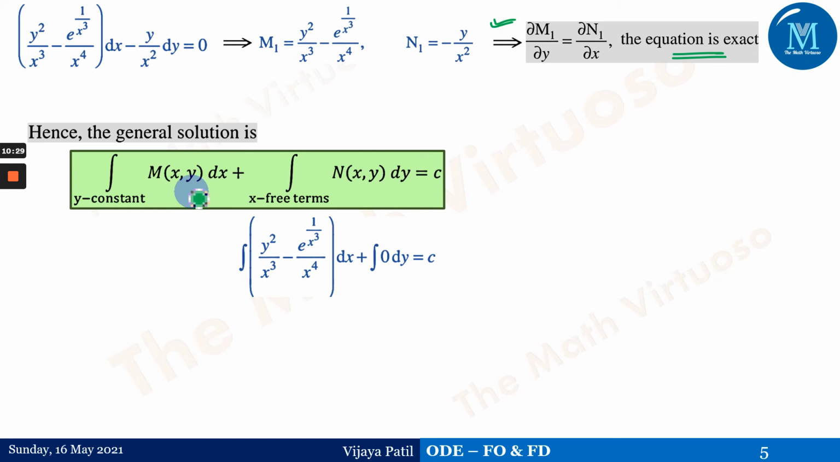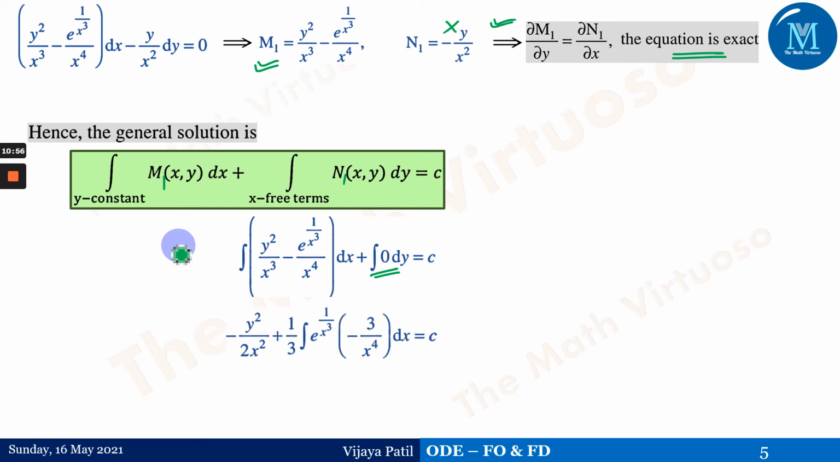If you observe here, m is the changed one, so m1 we have to consider here. In fact, you can write m1 or n1, it doesn't matter. This is the equation, so this is what we have got. And here, in this n1 we do not have any term which is free from x. That's the reason we say 0 dy equals c.